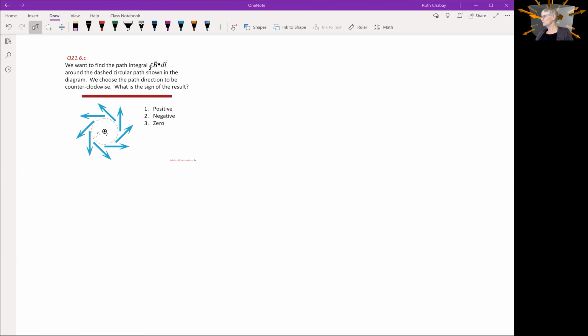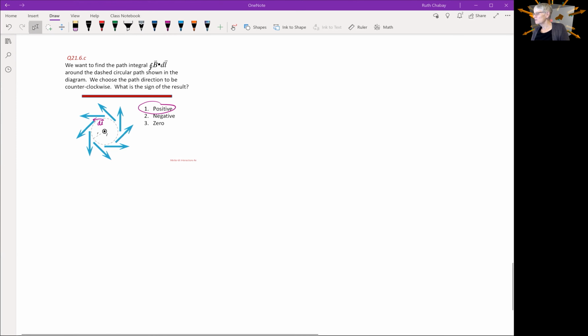So only two people are actually going to guess about the sign of this integral here. Okay, yeah, you're right. It's positive because at every location here dl and B are indeed going in the same direction.